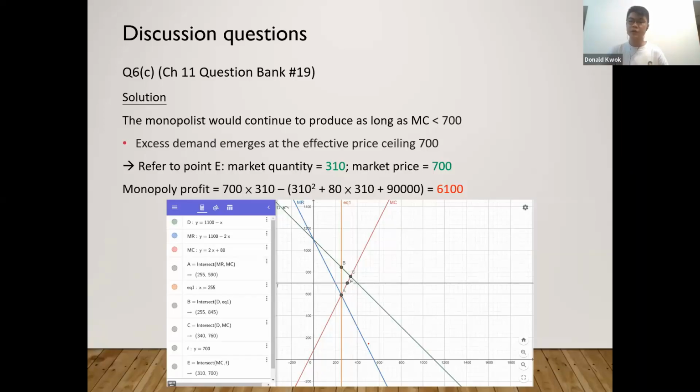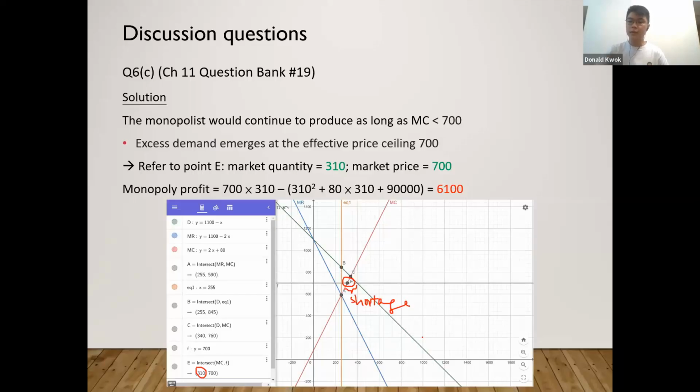As long as the marginal cost of production is lower than 700, then the monopolist will continue to produce. So this is why we are going to find the point where marginal cost equals 700. Point E will be giving us the information. We have the quantity is 310. At this price ceiling of 700, there's actually excess demand in the market, or shortage here.